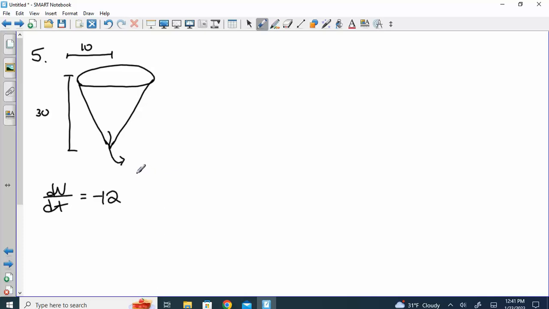Then, at what rate is the height decreasing? So I'm looking for dh/dt when the liquid is 20 centimeters deep, so at the instant when the height is 20. Now look at this: the volume of a cone is 1/3 pi r squared h.